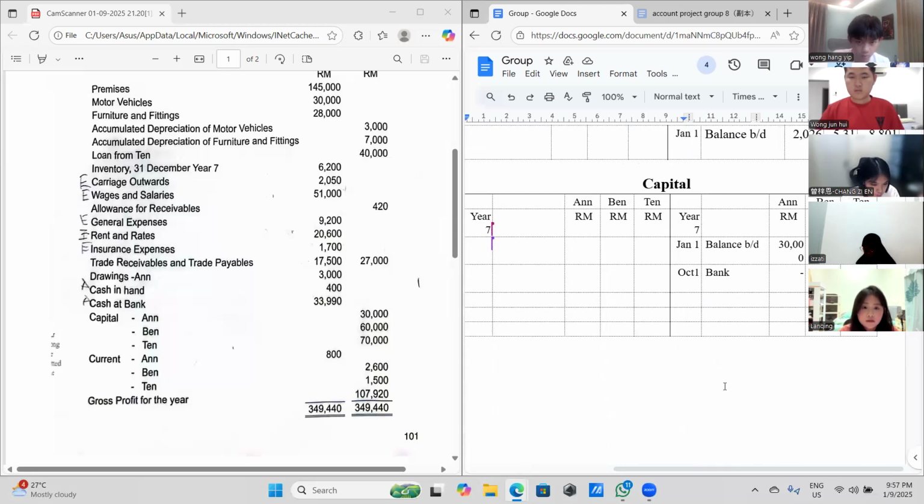Also, on 1st October, Ken withdrew 30,000 from his capital account. This was treated as a loan to the partnership, and it is recorded on the debit side of his capital account. After recording these transactions, the closing balance carried down on 31st December.